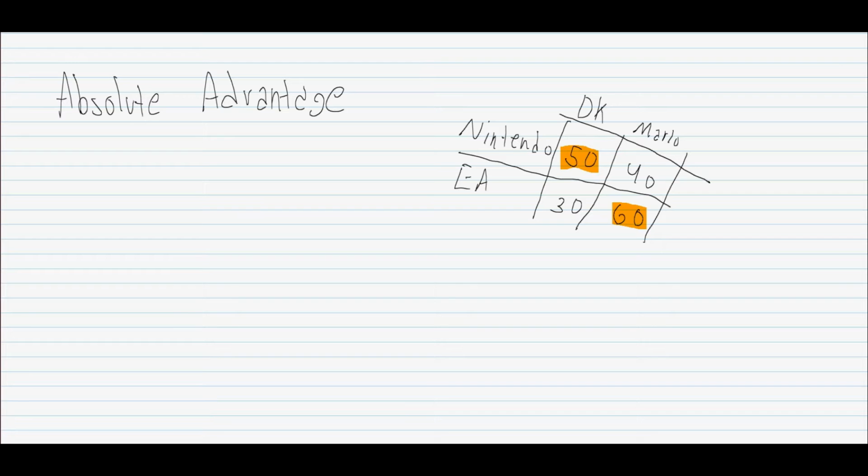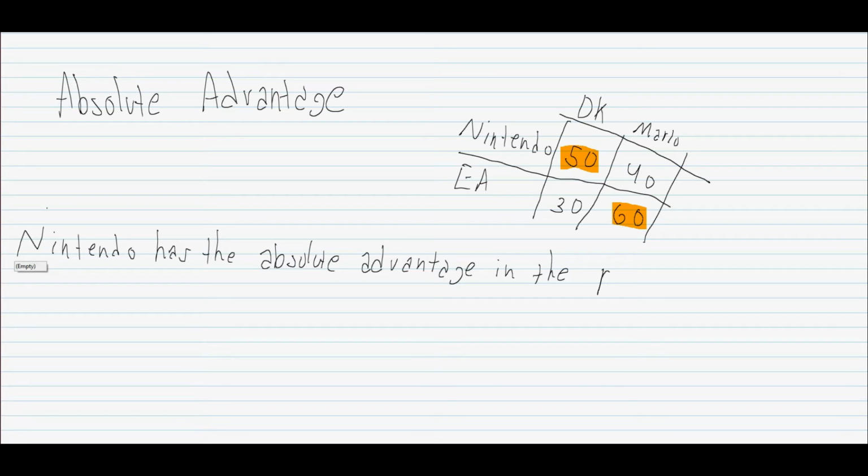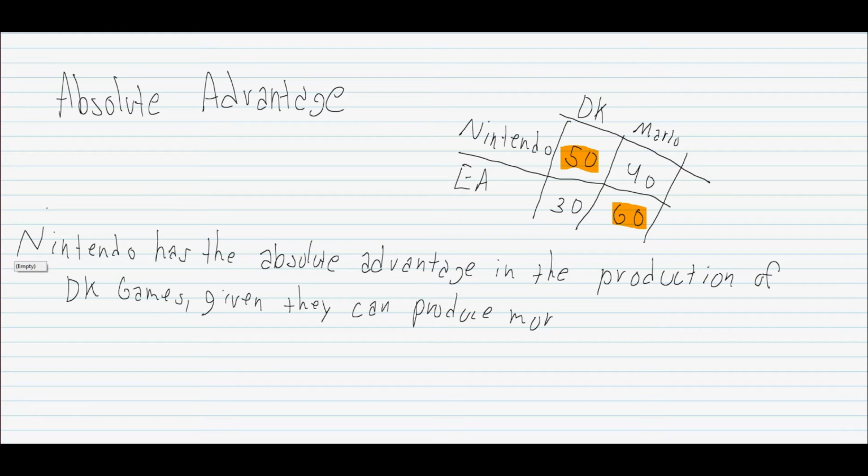So here's how we write this out. Nintendo has the absolute advantage in the production of Donkey Kong games, given they can produce more, and they can make 50 compared to EA's 30, 50 to 30, given their fixed resources.